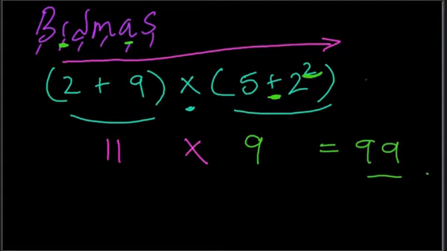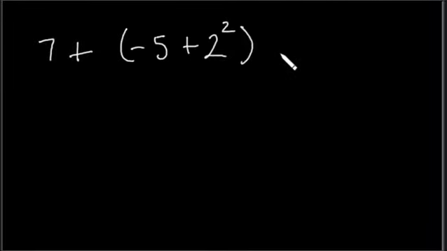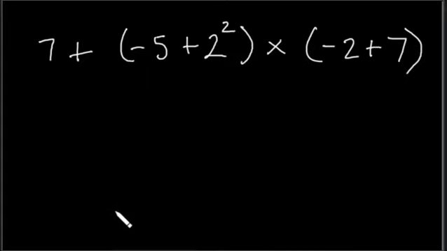Alright, let's take another example. So let's take the expression 7 plus minus 5 plus 2 to the 2. There's the brackets there. Alright, so looking at this expression, we have 2 sets of brackets, and we have a singular number, and we have 2 operations. Alright, and then inside each of the brackets here we have some further operations.